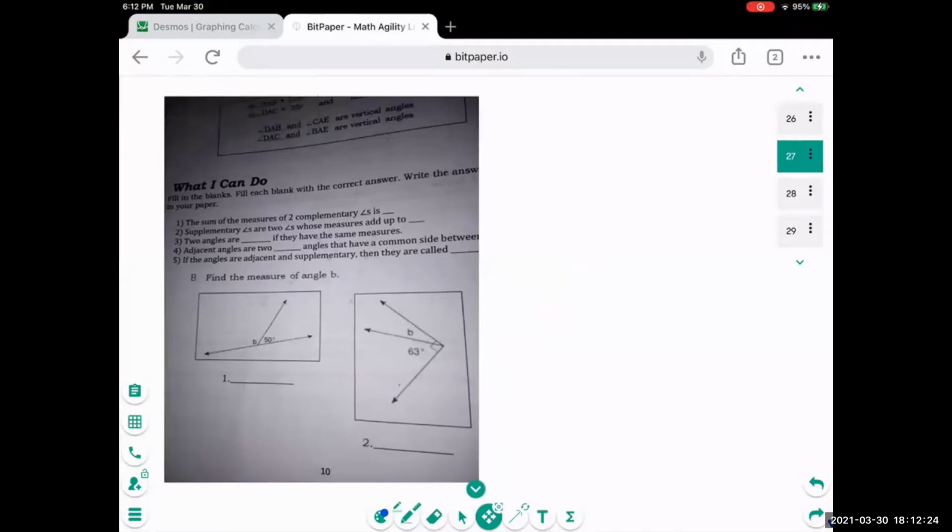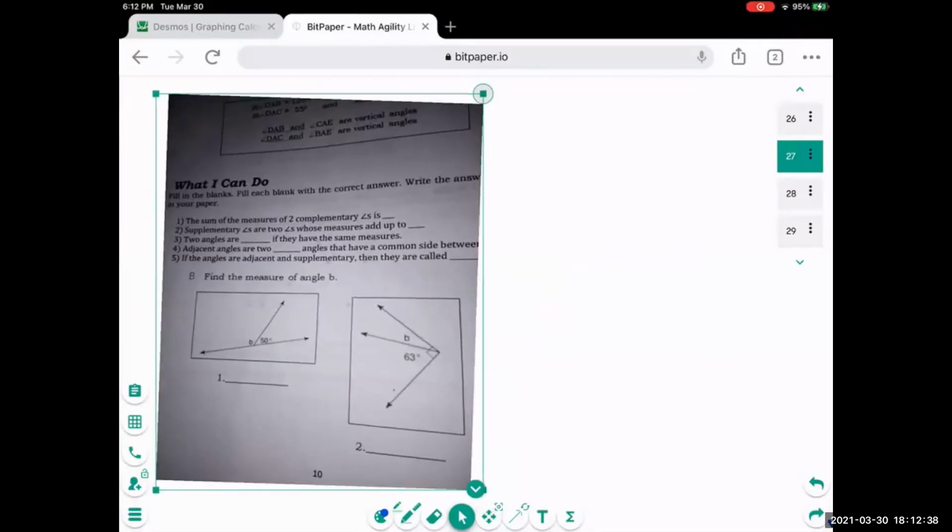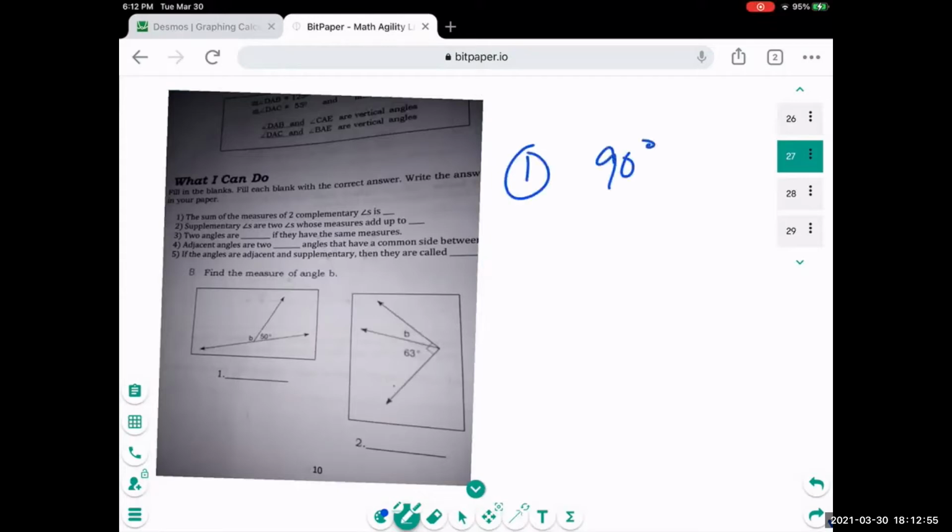Okay, the first part is just like fill in the blanks, right? So let's read them together. Let me make it bigger. The first question, number one: the sum of measures of two complementary angles is, of course, 90 degrees, right? So complementary angles, when we add them together, the sum would be 90 degrees.